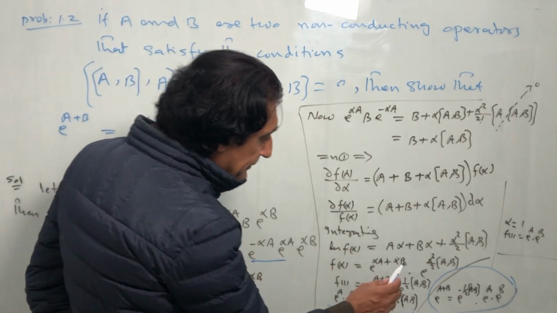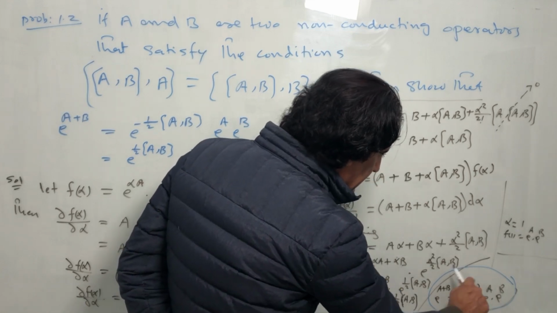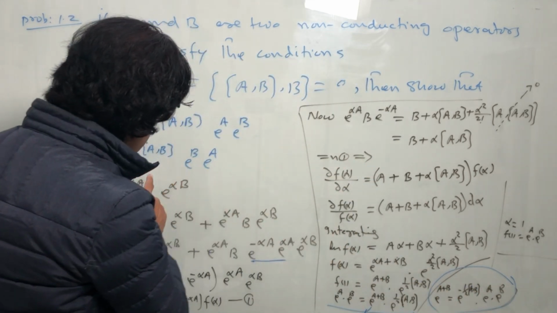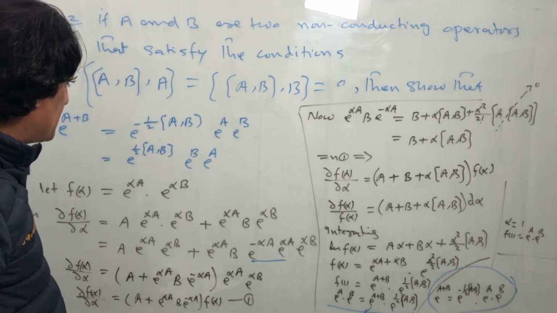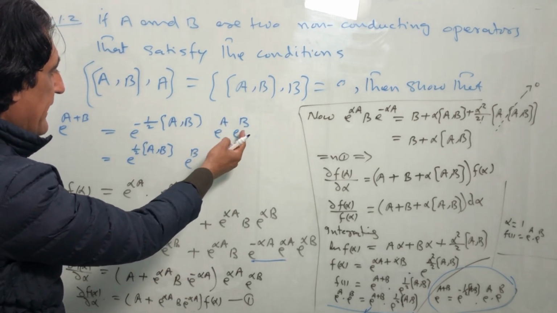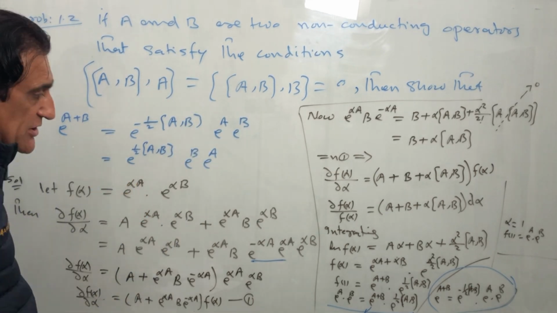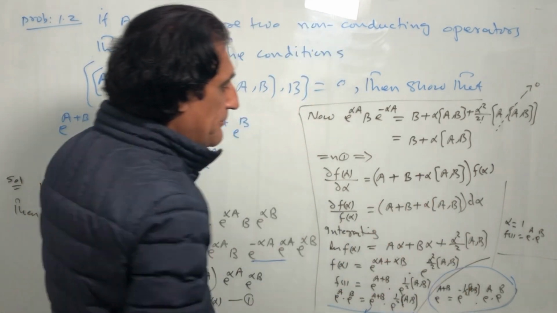Now if we change the order of e to the power A, e to the power B, then the sign must be changed. So if this is e to the power A and e to the power B, if we change the order, then the sign must be changed. So we can get the positive term.